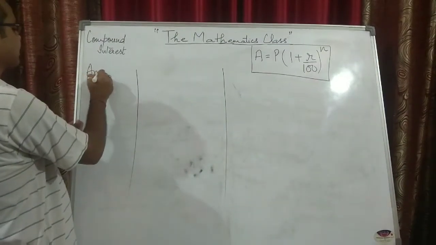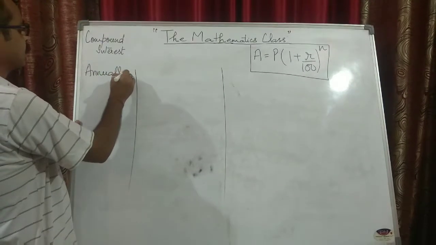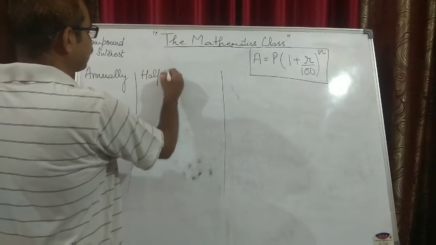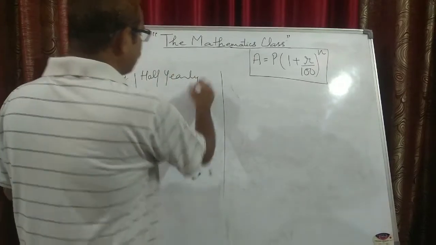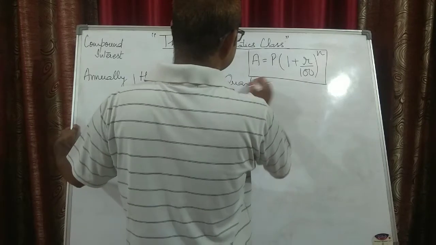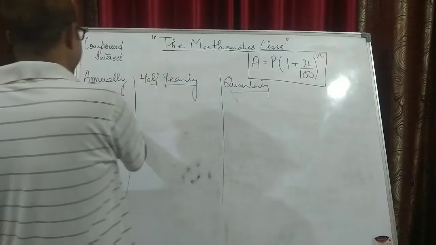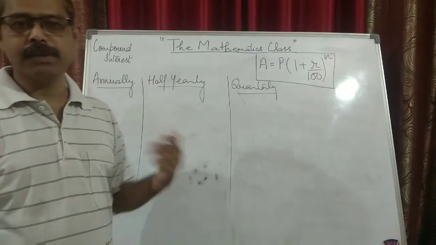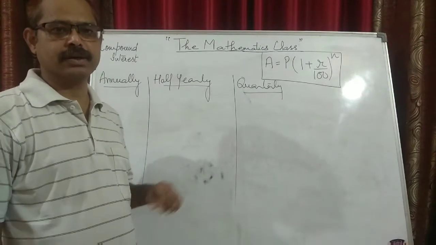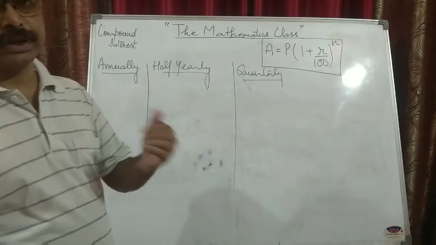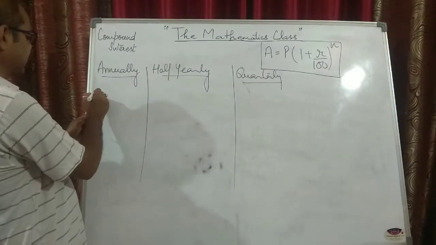Annually, half yearly or semi-annually, or quarterly. Sometimes the interest is paid annually. Generally, an interest question will ask you to find the amount or compound interest when the principal is given and the rate is given, suppose 10%, and it is calculated annually. So simply you will apply this formula.